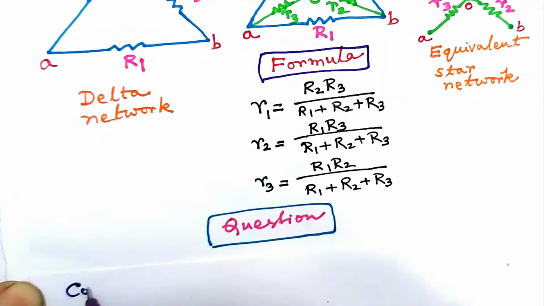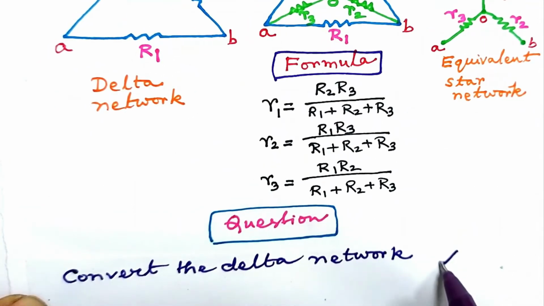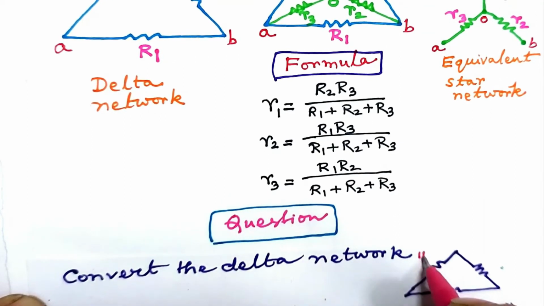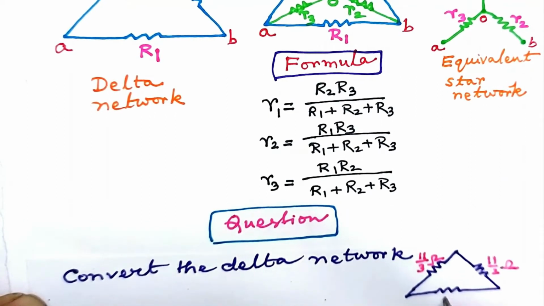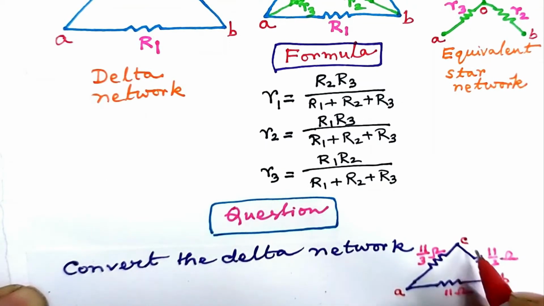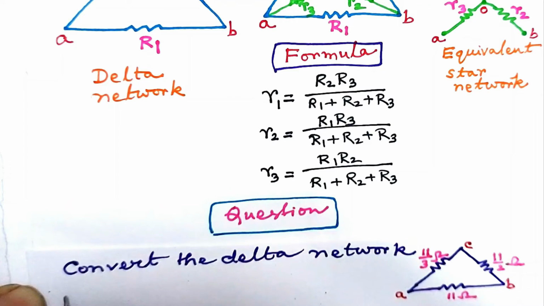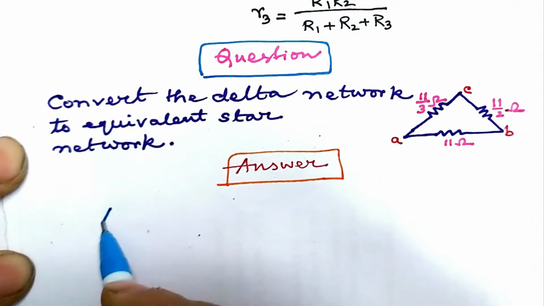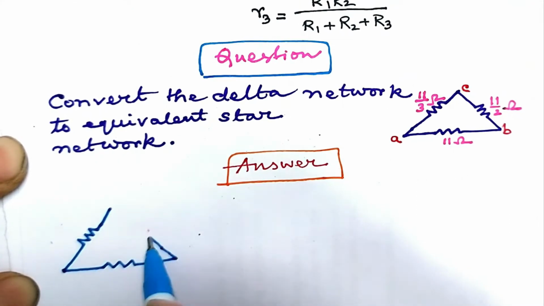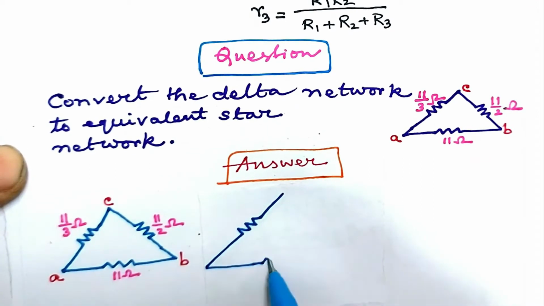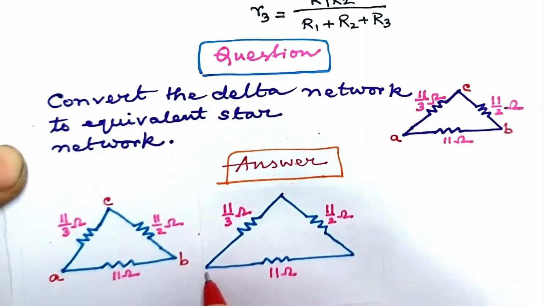Next question. Convert the delta network, and this is the one we are referring to. Resistances are 11 by 3 ohm here, 11 by 2 ohm and 11 ohm. The terminal points are A, B and C. Our task is to convert this to equivalent star network. The answer. Let us draw the given delta network here in the answer portion, and let us draw it once more for making the conversion.